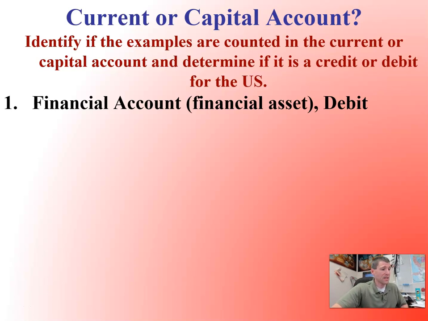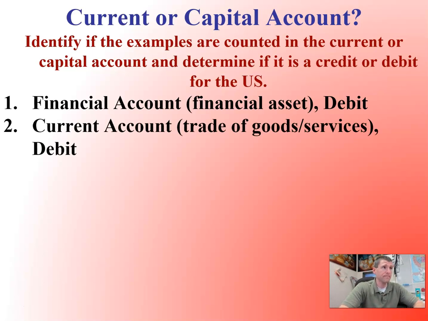And number two, a Korean company sells vests to the U.S. military. This would be the current account, because these are goods that are getting traded. This would be the vests, and because they're going to be an import, this would be in the current account. Since it is an import, this would be a debit for the U.S. current account. The vests are coming in, the money is leaving, debit.